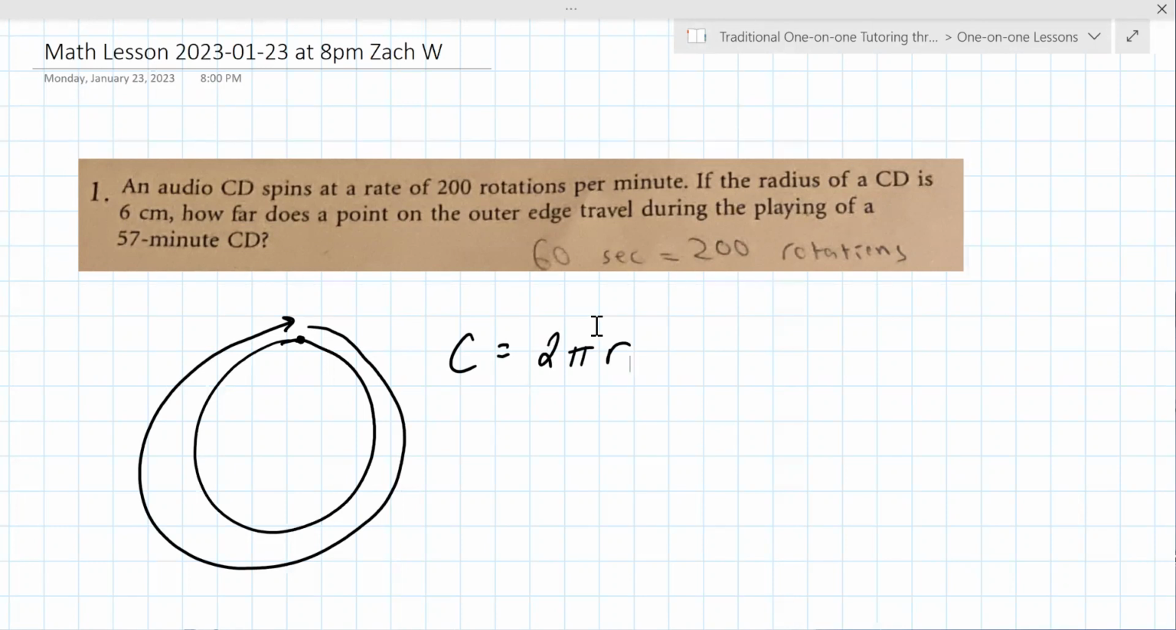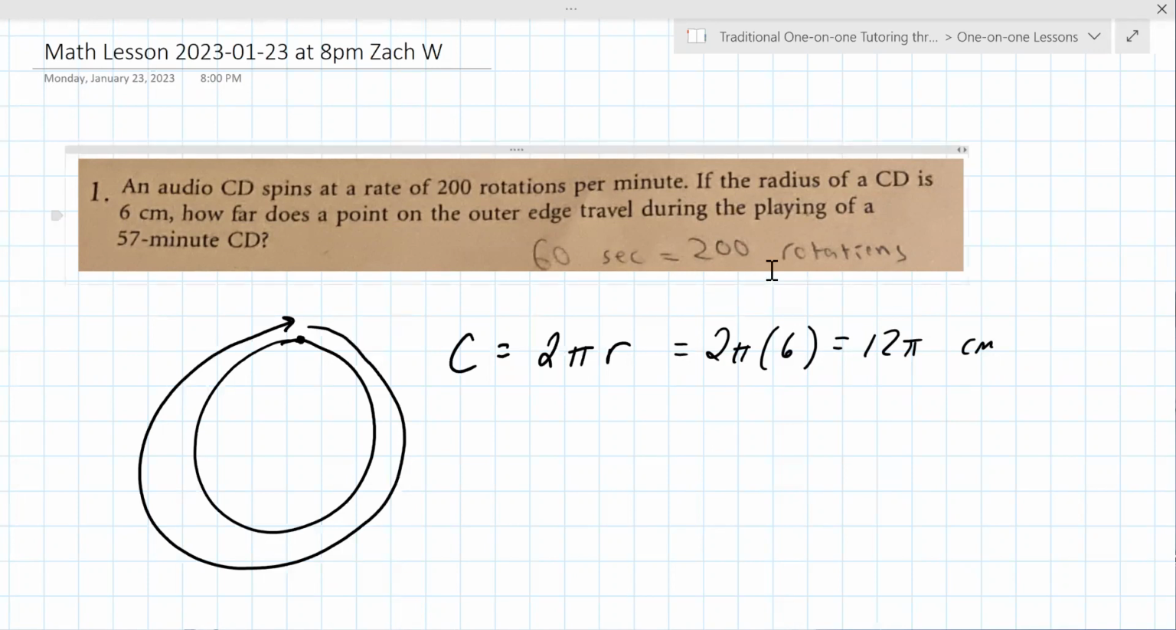Okay. Yeah, it's 2 pi r. And do we know the radius? 6 centimeters. So if you go around the edge, it's 12 pi centimeters. Like if you could walk all the way around, it's 12 pi centimeters. Is that part okay?